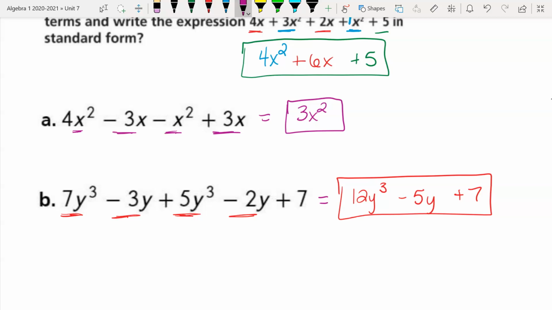Again, you start with your highest exponent, work your way down, and that's how you write standard form. And in order to combine like terms, they have to have the exact same exponent.